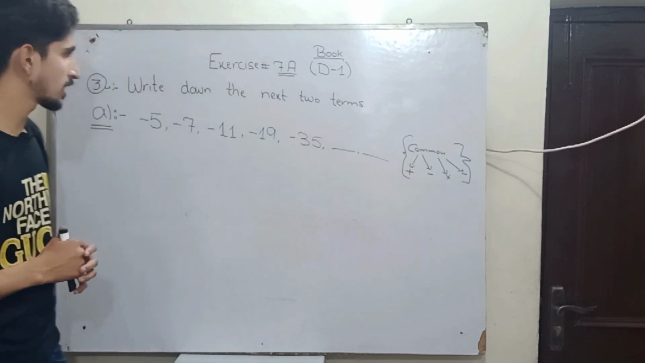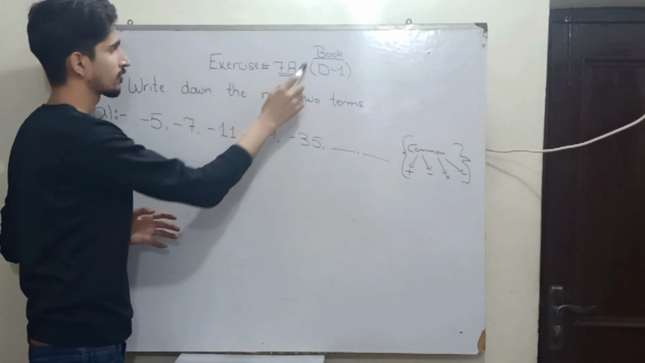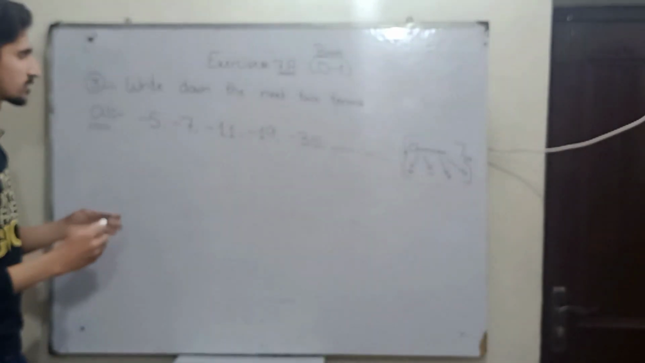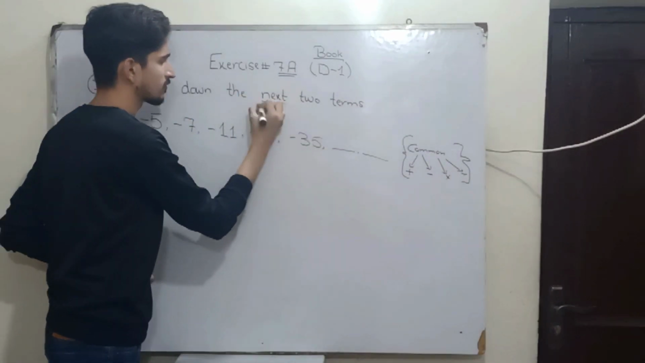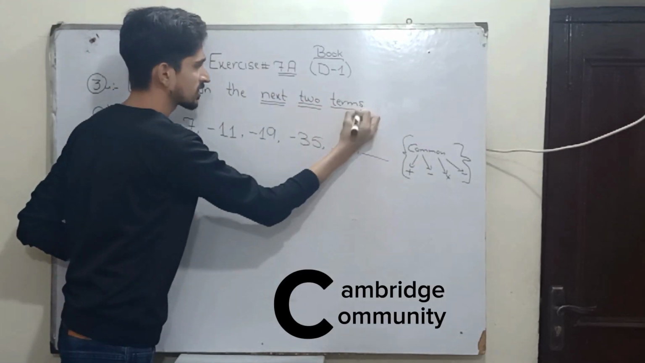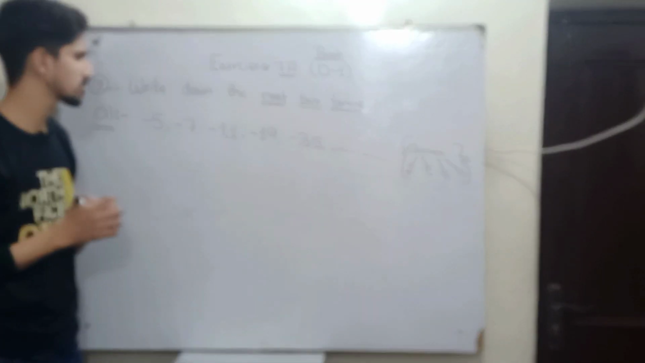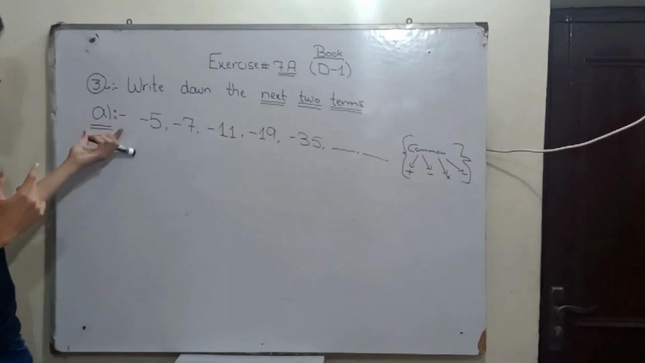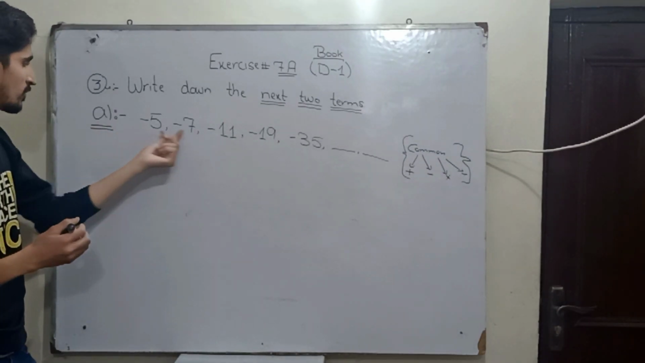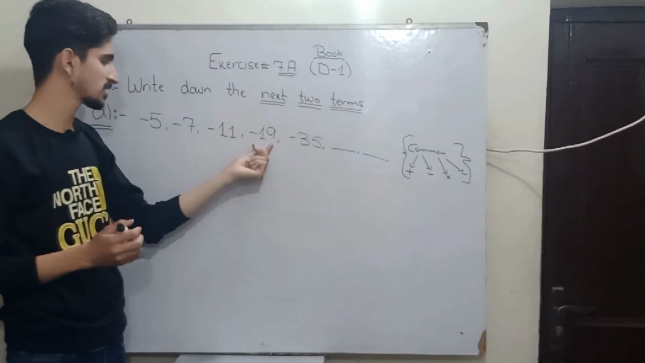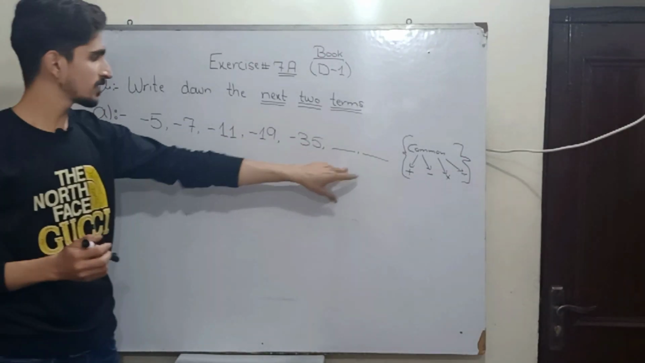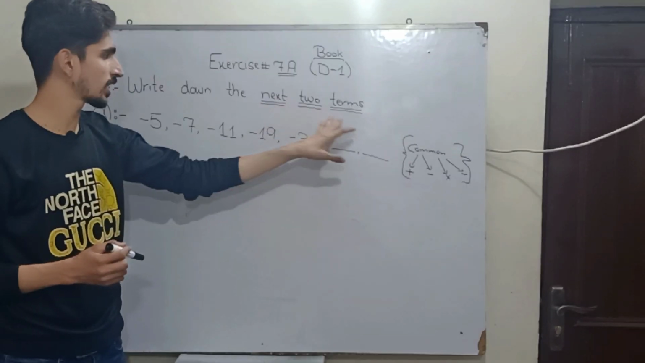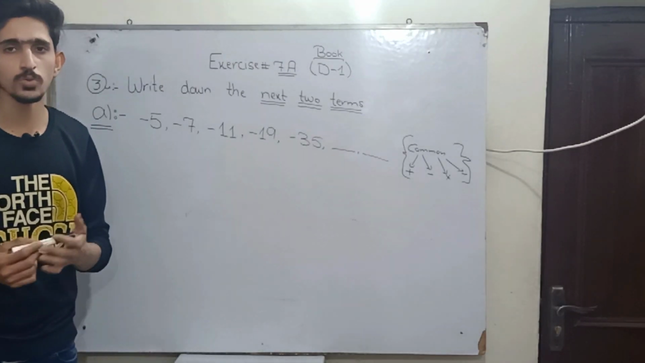So we are going to start exercise 7A from book D1. Question number 3 is: write down the next two terms. Same as question number 2, we are again discussing question number 3. Our sequence is -5, -7, -11, -19, -35, and these two dashes are empty lines, which denote that we just need to write the next two required terms.